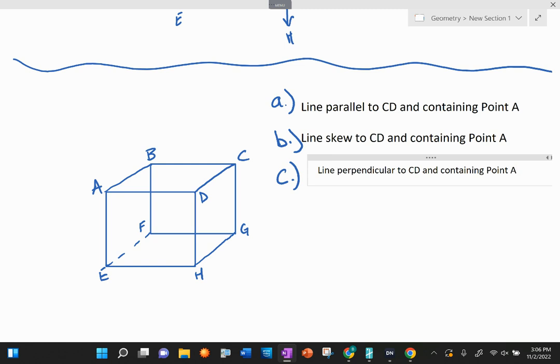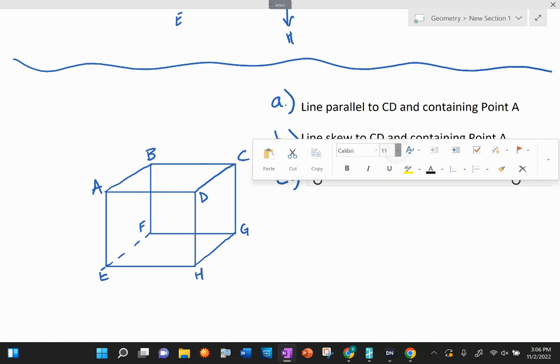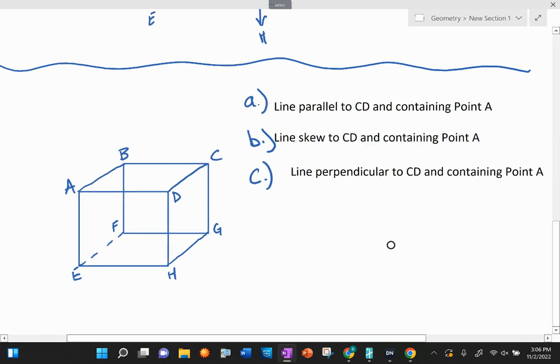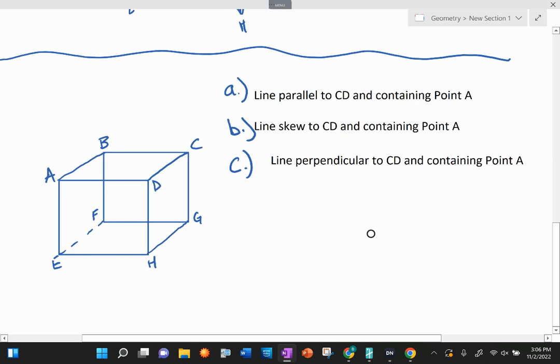Okay, so do these 3 for me. So we have A, B, and C. Tell me a line parallel to CD that contains point A. Letter B, tell me a line that's skew to CD and containing point A. And then letter C, tell me a line that's perpendicular to CD and containing point A.